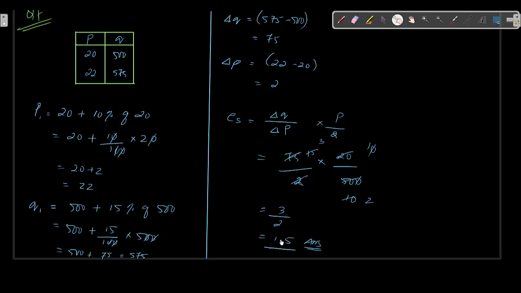So if you divide it, then you will get 3 by 2. If you divide 3 by 2, you will get 1.5. So the elasticity of supply here for this question is 1.5.